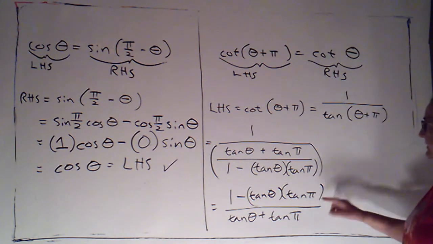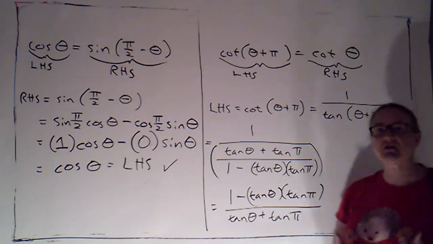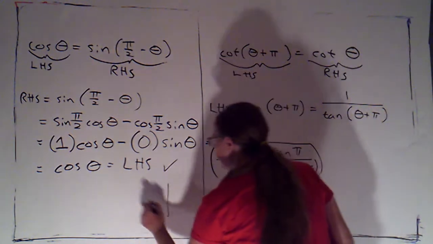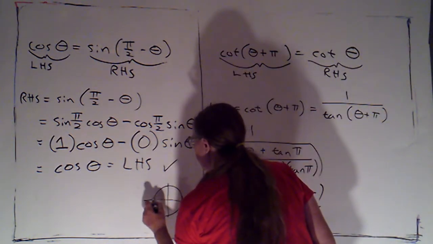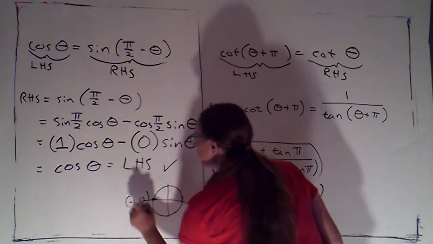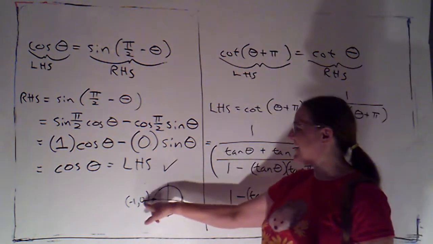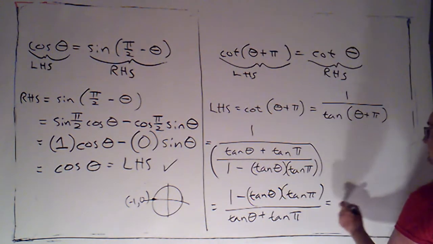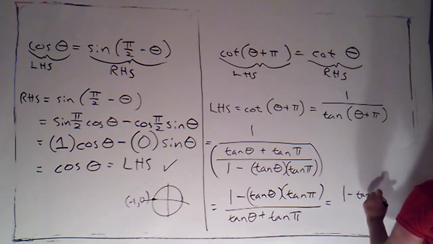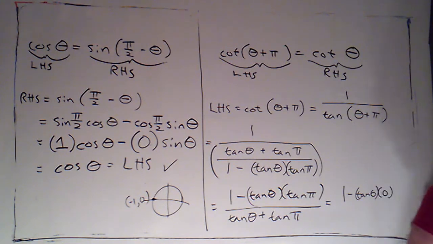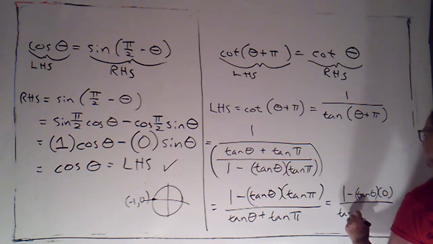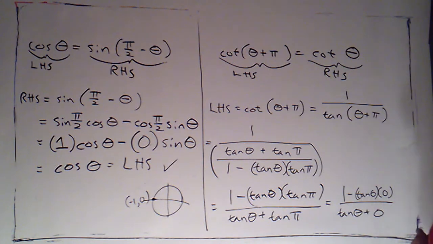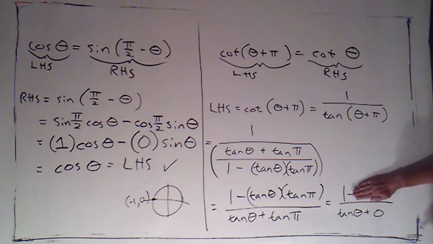All right, let's figure this out now. What is tangent of pi? Okay, well, if I look at my unit circle, pi would be here. At this point, -1, 0. Tangent is the capital Y over the capital X value, so it's just 0. Oh, okay, so this is 1 minus tangent of theta times 0 over tangent of theta plus 0. Well, that kills off this term, so it's just 1 over tangent of theta.